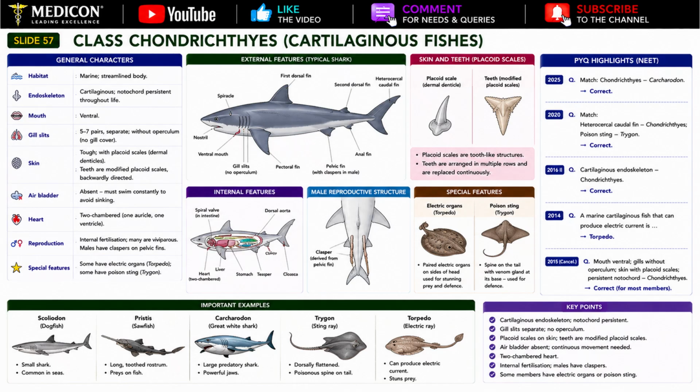The important examples are Scoliodon, dogfish, Pristis, sawfish, Carcharodon, great white shark, Trygon, stingray, and Torpedo, electric ray. Stop the video here and study the whole slide along with integrating it with the previous year questions.